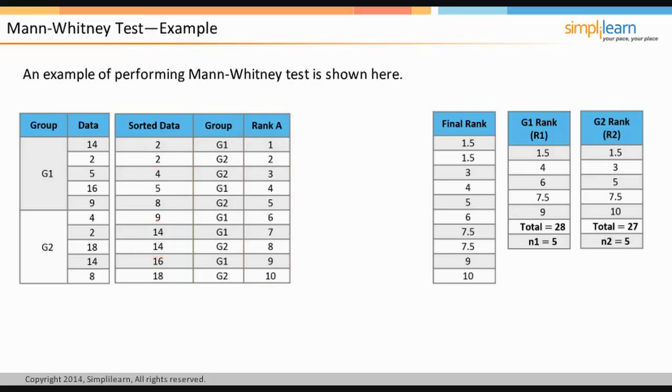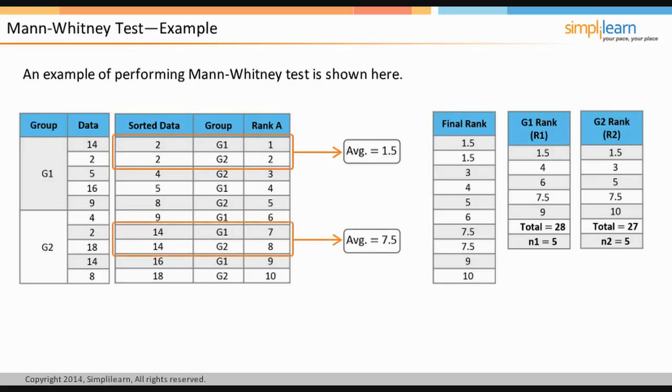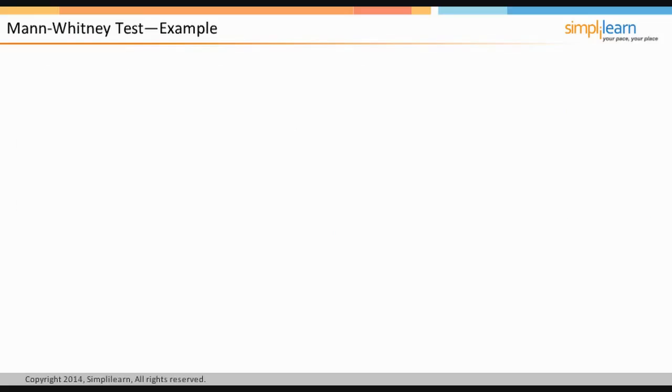Take an average of the ranks of the identical values and place it against the identical values in the final rank column. Hence, the average final rank is 1.5 for ranks 1 and 2. Similarly, the average final rank is 7.5 for ranks 7 and 8. Next, calculate R1 and R2 by adding the ranks of the groups 1 and 2 respectively. In this example, the R1 value is 28 and R2 value is 27. From the given data, 5 is the value of both N1 and N2.